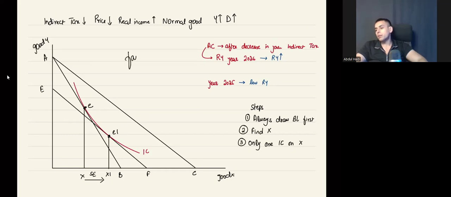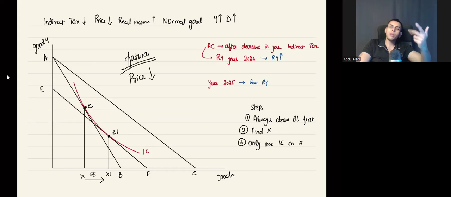And this is the fatwa diagram. This is the fatwa diagram of price decrease. It doesn't matter which kind of good you're talking about: normal good, inferior good, given good, necessity good. Doesn't matter. You will draw the same diagram again and again until this step, which is almost 90% of the diagram.